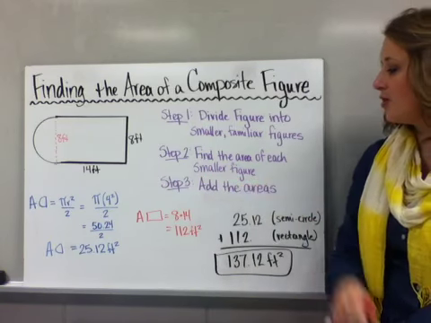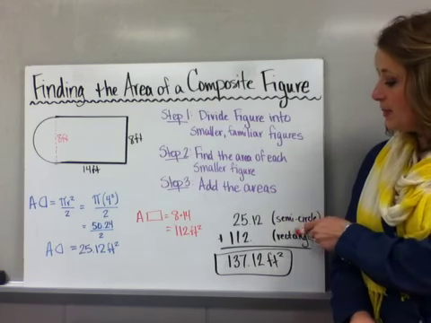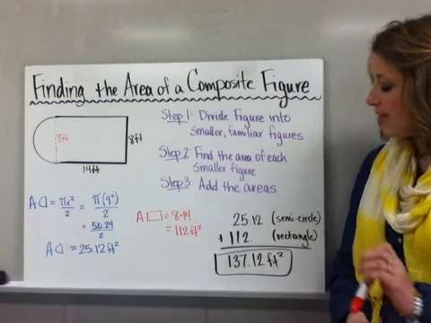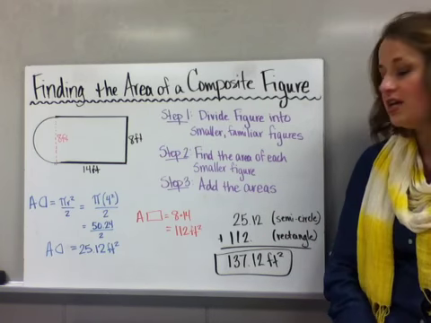That brings us to step 3, to add the areas. 25.12 is the semicircle, 112 is the rectangle. Add those two together, you get 137.12 feet squared.